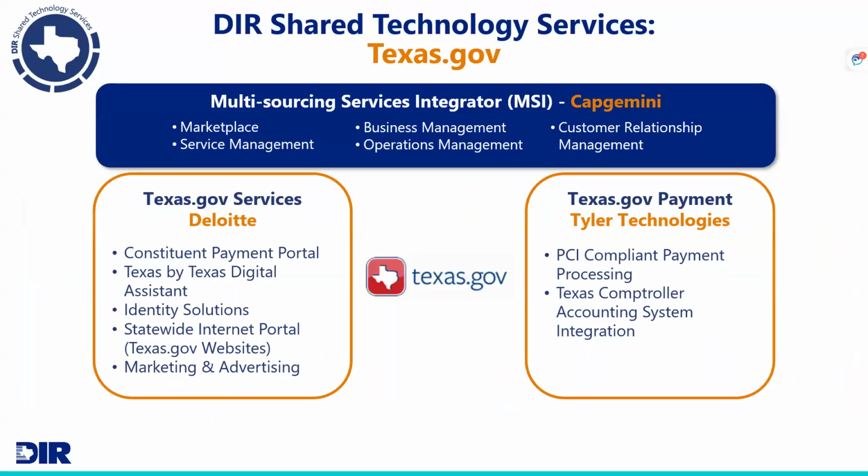The Texas.gov portal. So again, that portal allows all of us to do business with the state. It's where we can buy licenses, or we can renew our auto registration. So there are basically two vendors who make Texas.gov run. One of them is Deloitte. So they handle things like the constituent payment portal, the Texas by Texas digital assistant, which is a mobile sign-on on your phone where you can do many things on the Texas.gov portal.